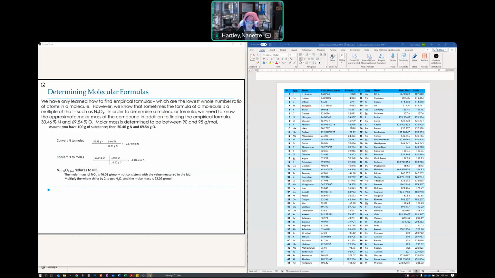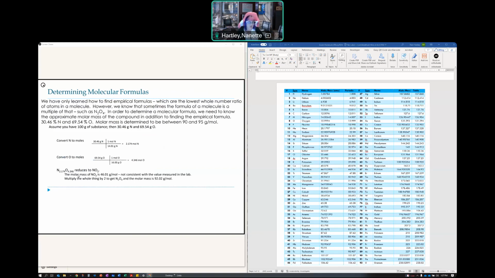If we do like we've always done, we assume 100 grams of substance, then 30.46 grams of nitrogen and 69.54 grams of oxygen exist. We convert that to moles by dividing by the molecular weight for nitrogen and for oxygen, and we end up with 2.174 moles of nitrogen and 4.346 moles of oxygen. We then put those numbers down here, N 2.174, oxygen 4.346, divide by the smaller number, the 2.174, and that gives me NO2.